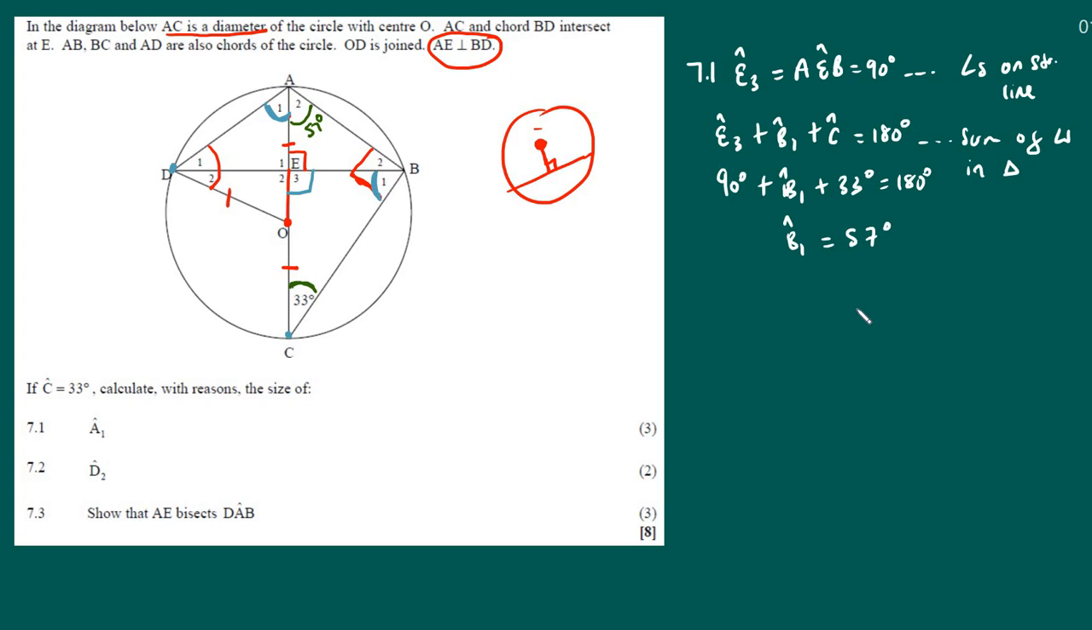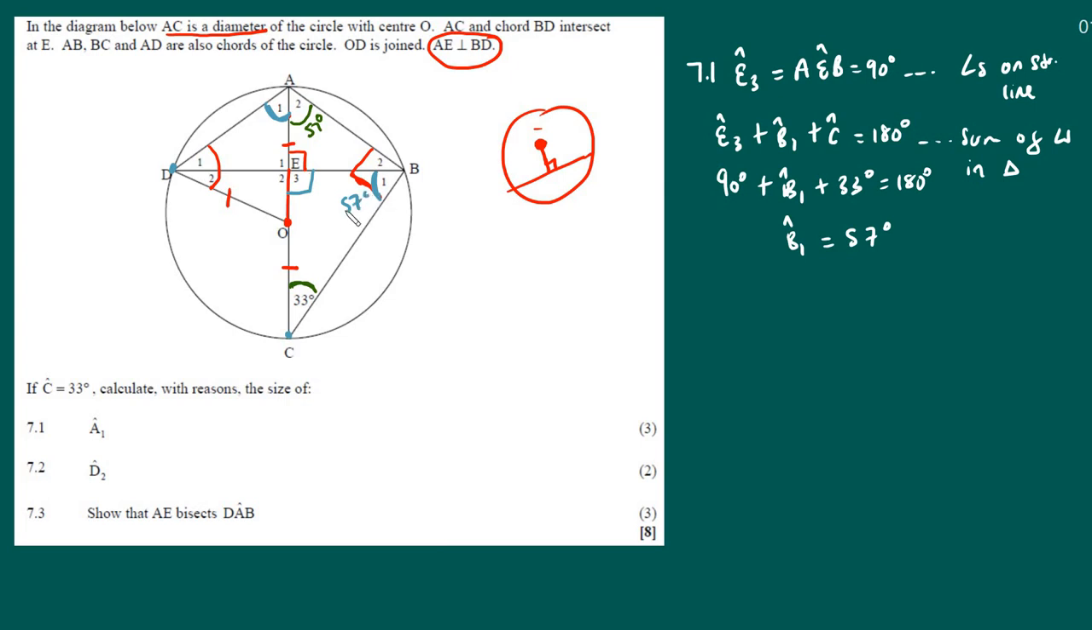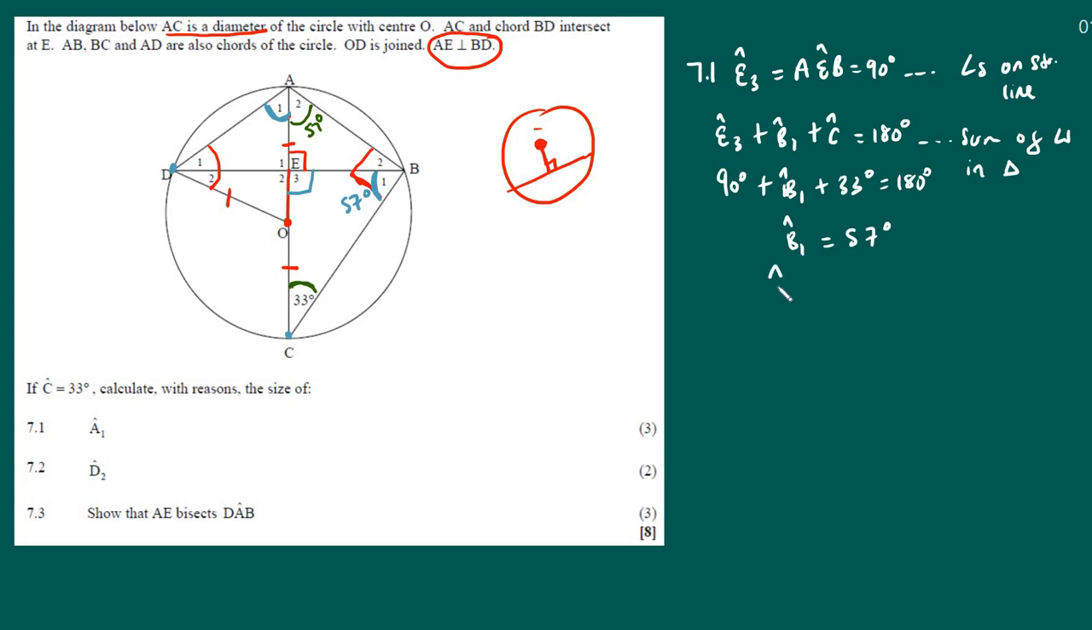Is it 57? Yeah, I think it should be 57. So if B1 is 57, then that's when you can say, but B1 is equal to angle A1. Why? Because these are angles in the same segment. Then you say, therefore, angle A1 should be 57 degrees.